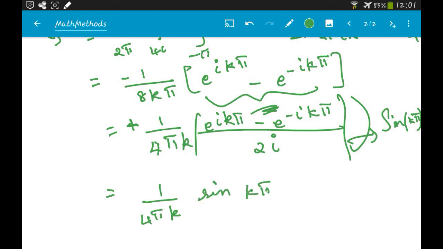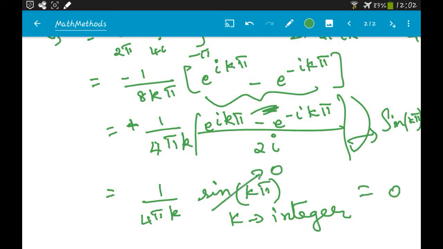So since k is an integer, whether it is even or odd, whichever type of integer it is, sine of pi is also 0, sine of 2 pi is also 0. So this term will become 0. So this integral is nothing but 0. Okay.